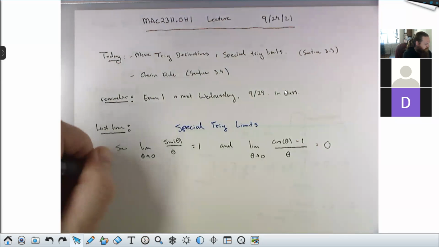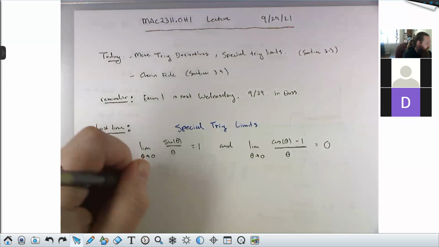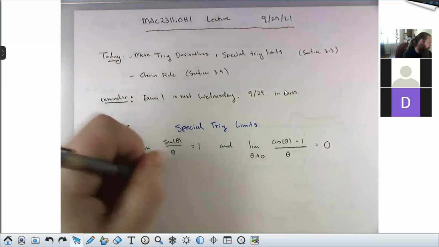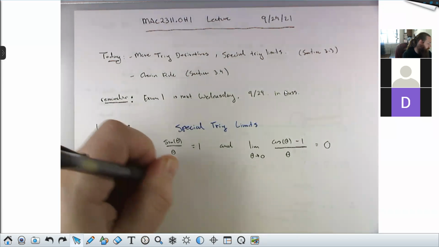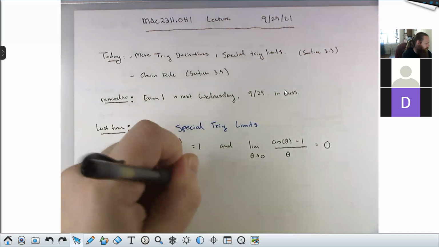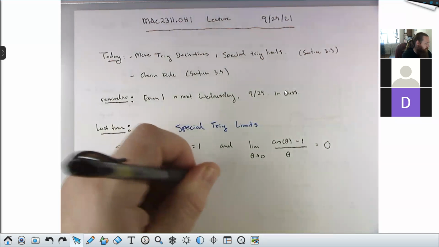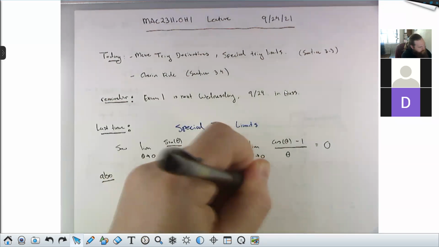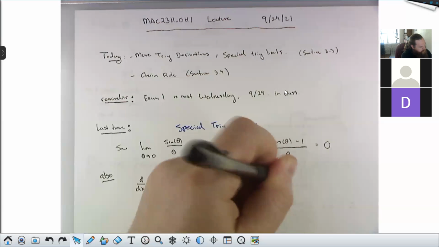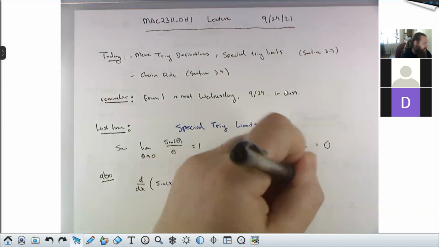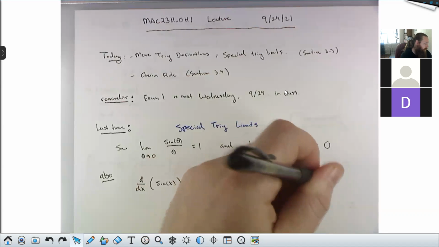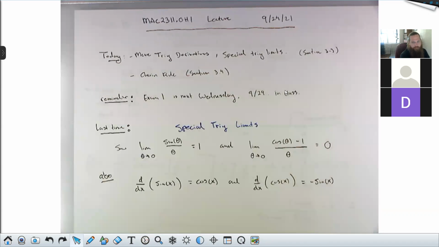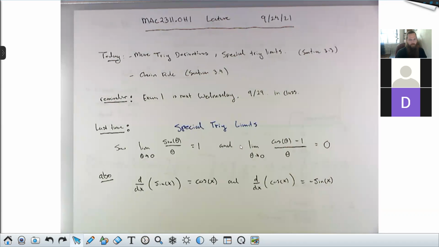Also, we saw that the derivative of the sine function is the cosine function, and that the derivative of the cosine function is negative sine x. All right, so these were the big results from last time.